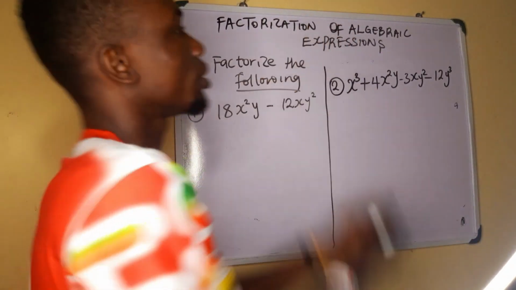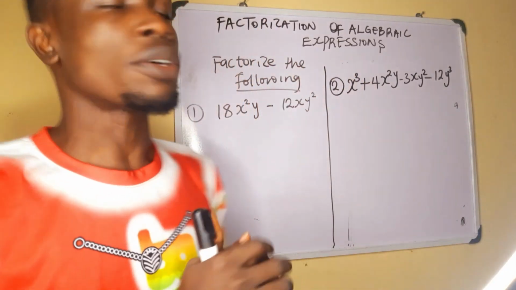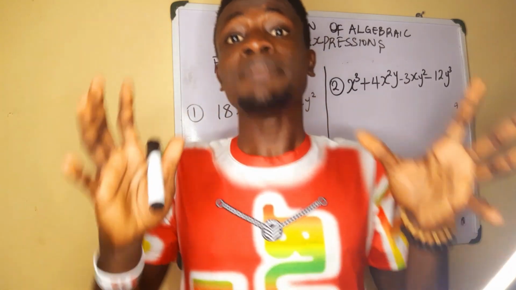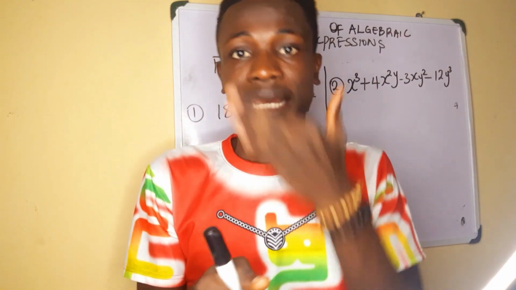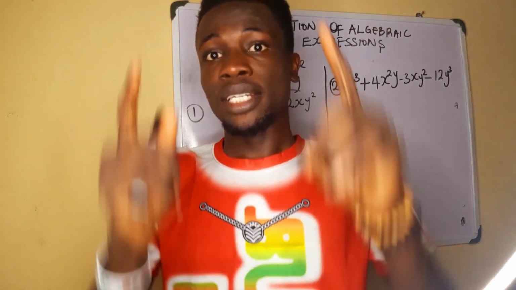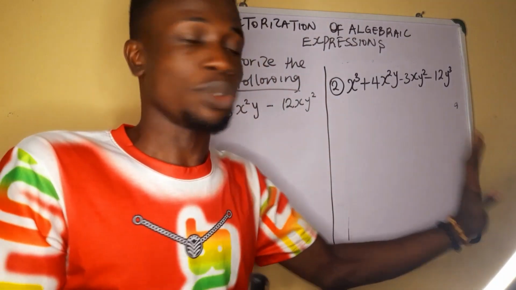Okay, we are still on algebraic expression, and in today's class we'll be considering the factorization of algebraic expression. Now, what is factorization? Factorization, simply put, means putting an algebraic expression inside a bracket, thereby, in the process, simplifying the expression. The details will be communicated to us as I solve these examples on the board.